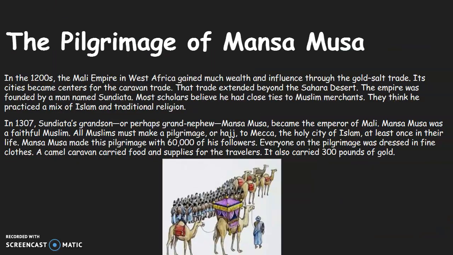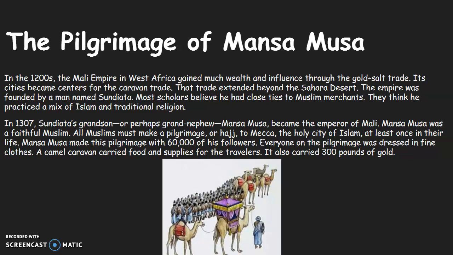The pilgrimage of Mansa Musa. In the 1200s, the Mali Empire in West Africa gained much wealth and influence through the gold and salt trade. Its cities became centers of the caravan trade. That trade extended beyond the Sahara Desert. The empire was founded by a man named Sundiata. Most scholars believe he had close ties to Muslim merchants. They think he practiced a mix of Islam and traditional religion.